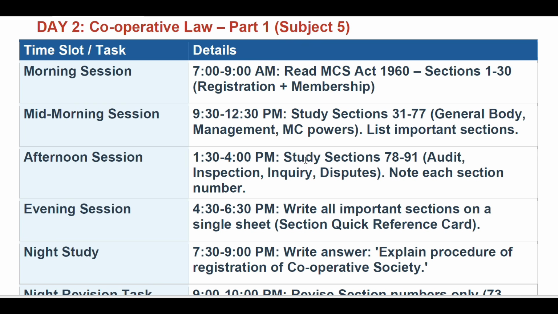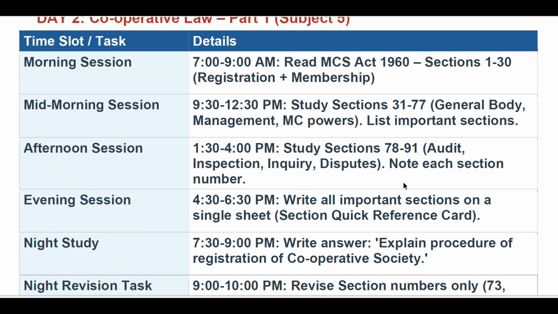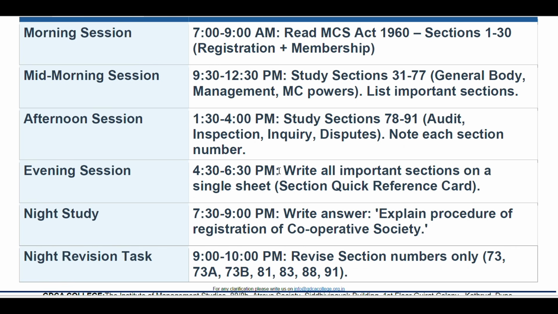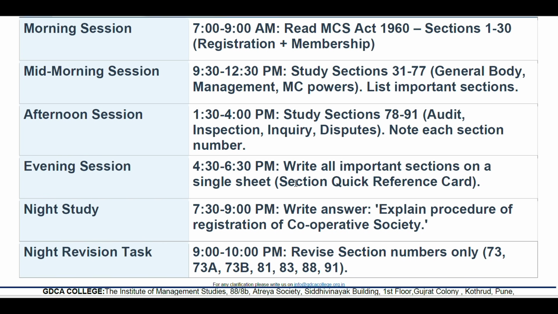Then in the next session, study Sections 78 to 91: audit, inspection, inquiry, disputes. Note each section number accordingly. Next session, write all important sections on a single sheet, which we have given already in the previous video. You can take a printout of that as well. You can make a section quick reference card accordingly, whatever is comfortable to you.